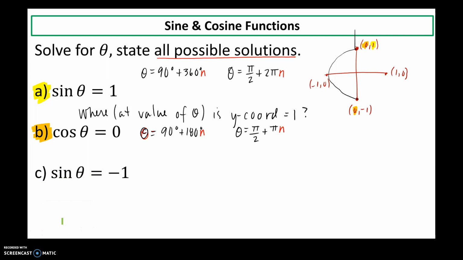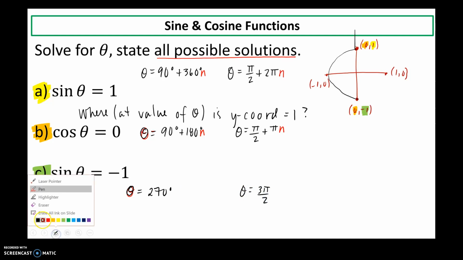Okay, last one. Where's my sine function equal to -1? So where's my y coordinate equal to -1? It only occurs at one value. So my angle measure is 270 degrees, or 3 pi over 2 radians. Notice, since it doesn't happen anywhere else, every full rotation of the circle, so 360 degrees or 2 pi radians, and I have to account for all solutions, so I need that N in there to tell me it can happen an infinite amount of times.